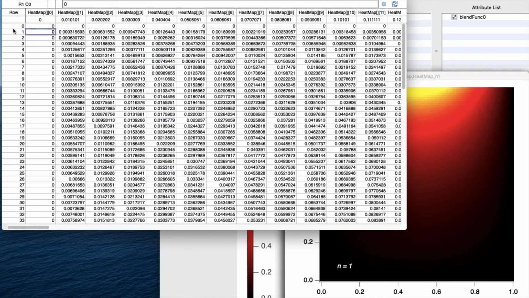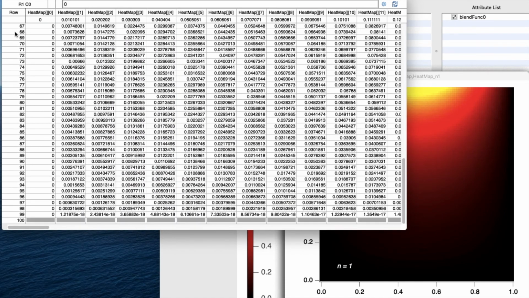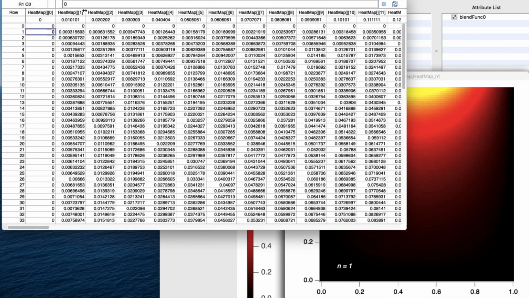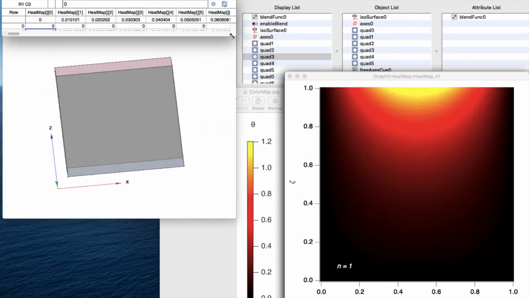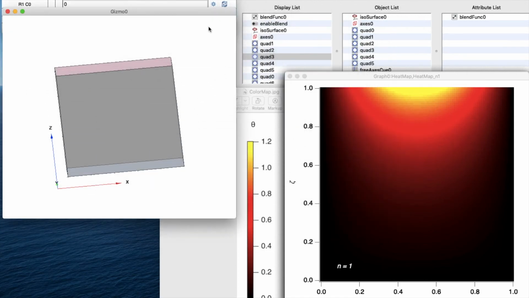And here we have all of our different xc values, and along the columns we have the different zeta values. And so for each spatial pixel, if you will, we're computing the temperature. And then rather than plotting that as a number, we plot that as a color. And that's what this color mapping is showing, is that a non-dimensional temperature of 0 is dark, and a non-dimensional temperature of 1 or 1.2 is yellow.